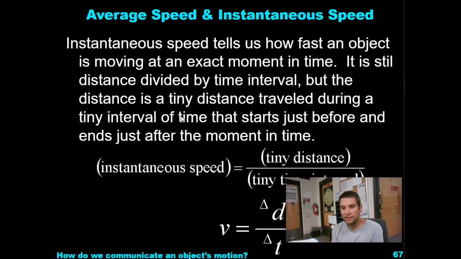Now, instantaneous speed tells us how fast an object is going at an exact moment in time. It's what you see on your speedometer in the car. It is distance divided by the time interval, but the distance is a tiny distance traveled during a tiny time that starts before and after the moment in time.